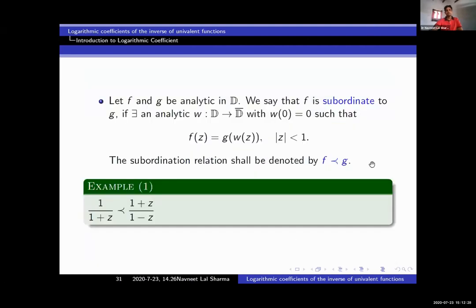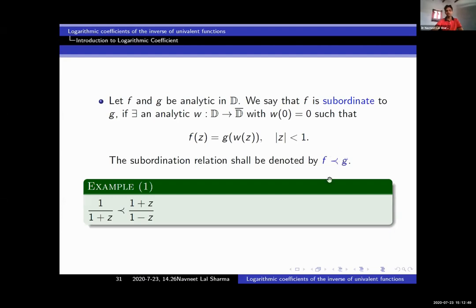Now I am going to discuss this problem for another class. Before that, I am defining subordination. Let f and g be analytic functions. Say f is subordinate to g. Then there exists an analytic function w which satisfies this relation such that f(z) is equal to g(w(z)), and this subordination is denoted by f subordinate to g.